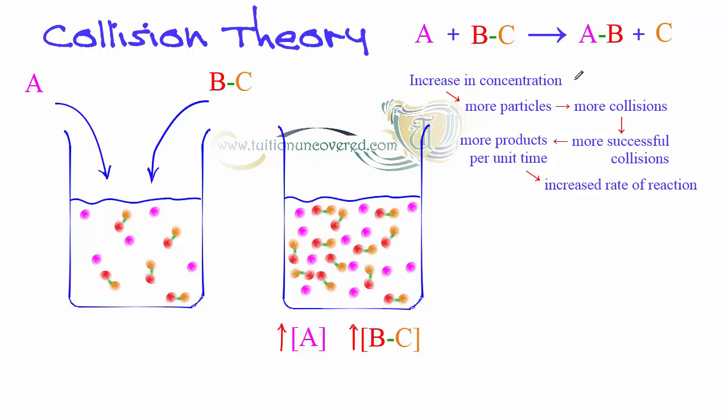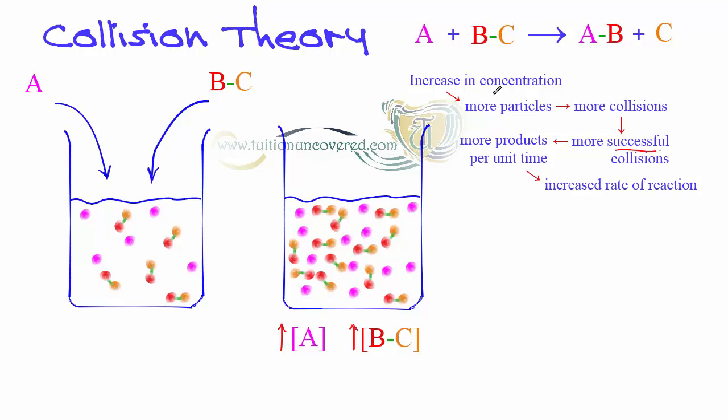Increasing the concentration will allow more particles to move around. With more particles there would be more collisions. With more collisions, more successful collisions, i.e. collisions that led to a reaction because they were orientated in the right way and they had energy greater than the activation energy. Because there are more successful collisions, more products are produced, increasing the rate of reaction. So if in an exam you're asked to describe the effect using collision theory on the rate of reaction by increasing concentration, you would simply follow this logic.